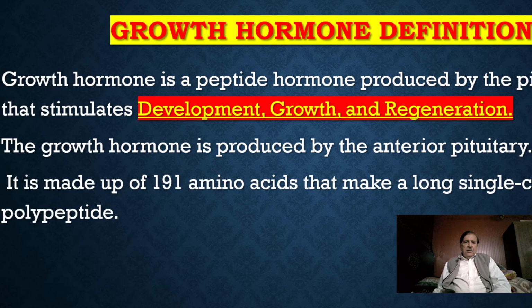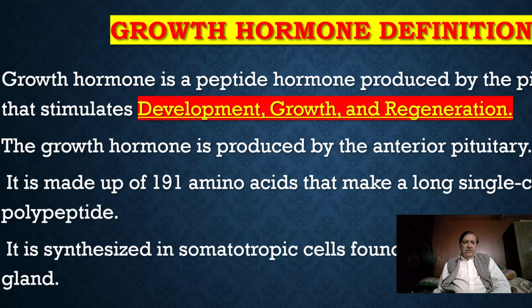It is made of 191 amino acids that make a long single chain polypeptide. It is synthesized in the somatotropic cells found in the anterior pituitary gland. These cells also store and release the hormone.